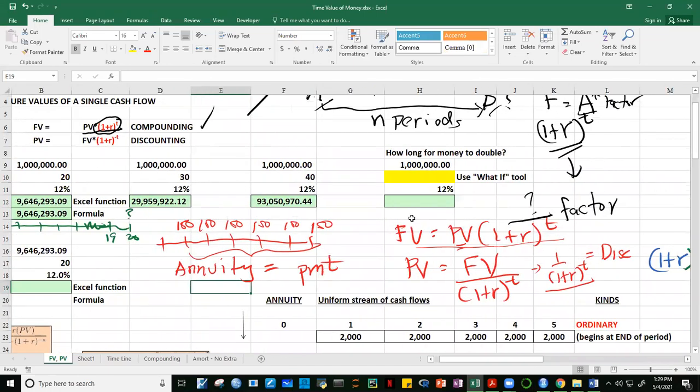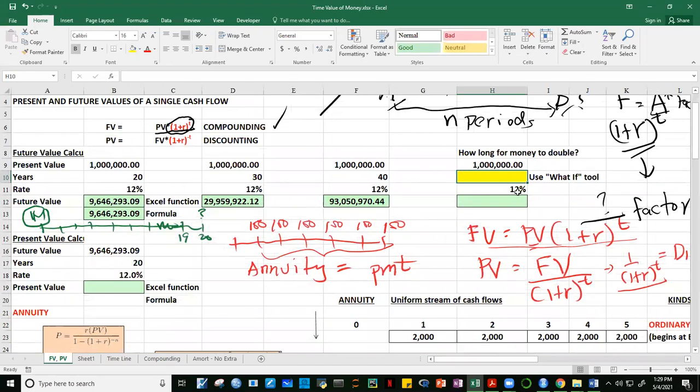Okay, let's answer this question. You have 1 million now. How long will it take the money to double? Kasi kung 20 years, sobra-sobra na, di ba? At 12%, guys, how long will it take the money to double? So, paano kaya? Okay, any suggestion, guys? Gaano katagal magdo-double yung pera?